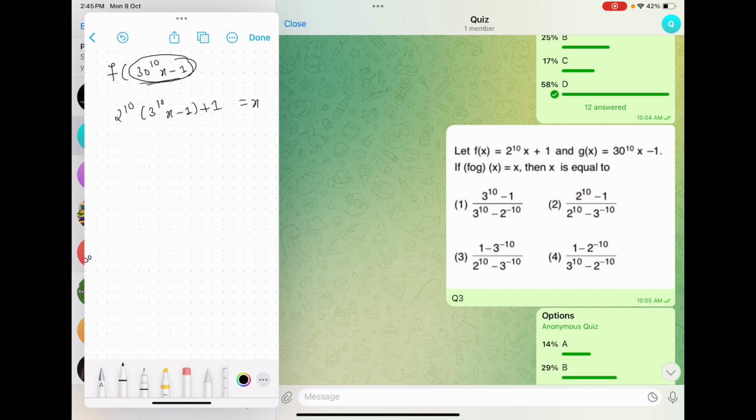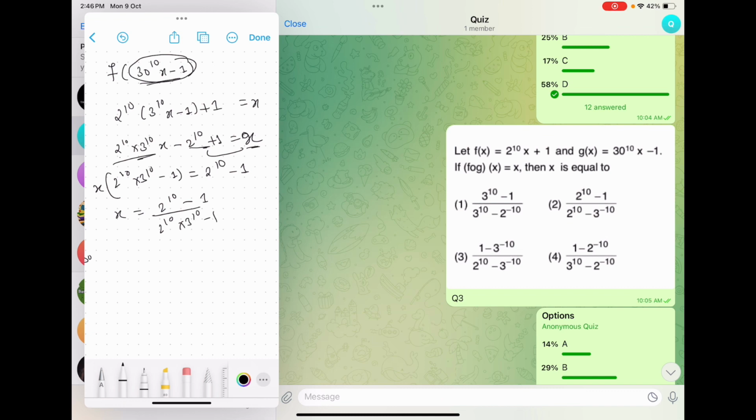So to find x, we'll keep all the x's on one side. This can be written as 2 to the power 10 into this x minus 2 to the power 10 plus 1 equal to x. Let's bring x to this side and the rest to the right hand side, so x will be common and we can write it as 2 to the power 10 into 3 to the power 10 minus 1 and this will be 2 to the power 10 minus 1. So x can be written as 2 to the power 10 minus 1 upon 2 to the power 10 into 3 to the power 10 minus 1.